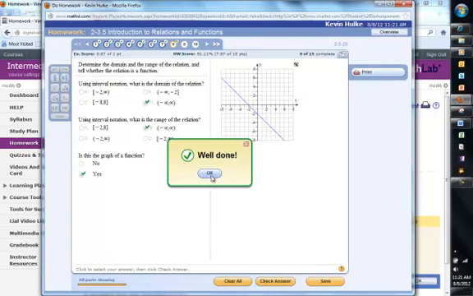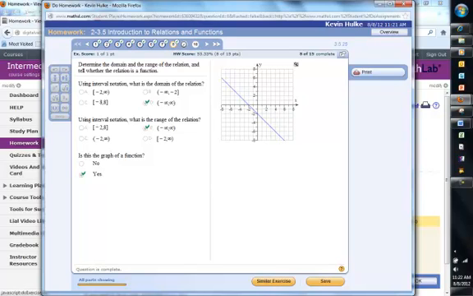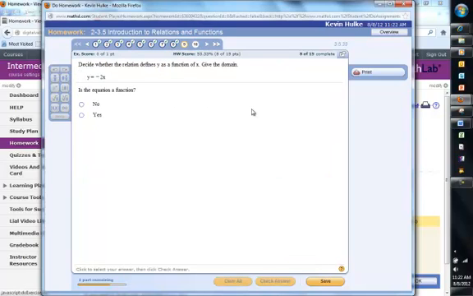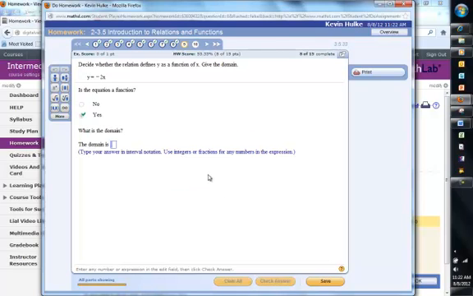All right, next one. Decide whether the relation defines y as a function of x and give the domain. So, for each question, is there only one answer? In other words, each x that you put in here, do you only get one y? Yes, you do. The domain, what are the choices for x? X can be any number, so it'll be parentheses, -infinity to +infinity.